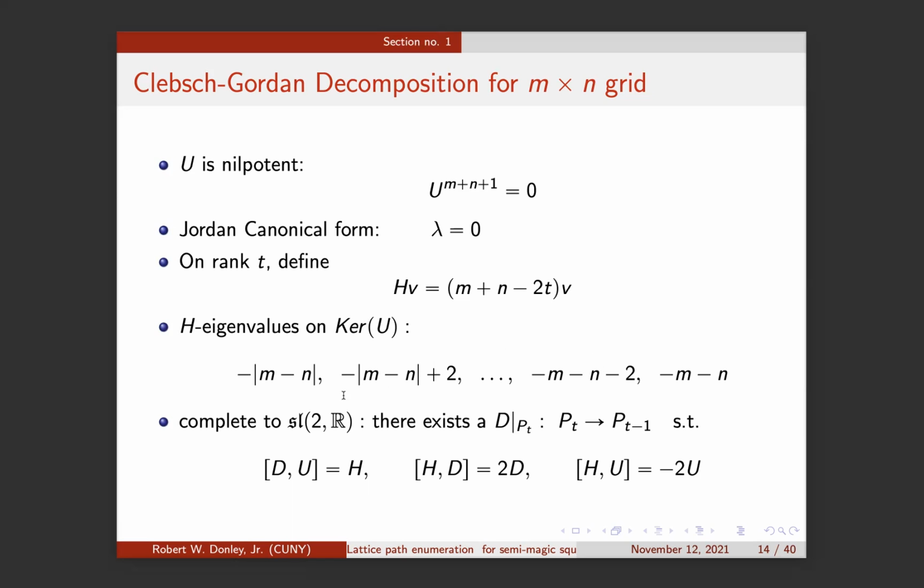Finally, note this counts the number of blocks also. If we want SL2R representations, I'm going to want a down operator, which takes rank T to rank T minus 1. And the down operator is not natural like the up operator is. The up operator just says take the two below and add. The down operator, to get the Lie algebra to come out right, has to have weights on it.